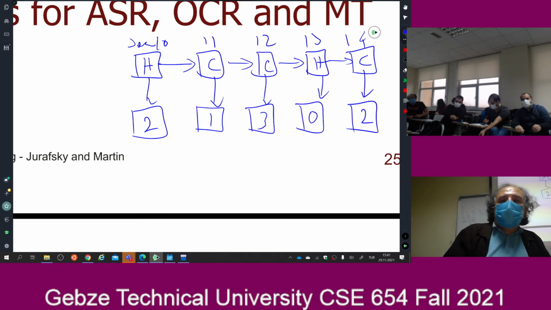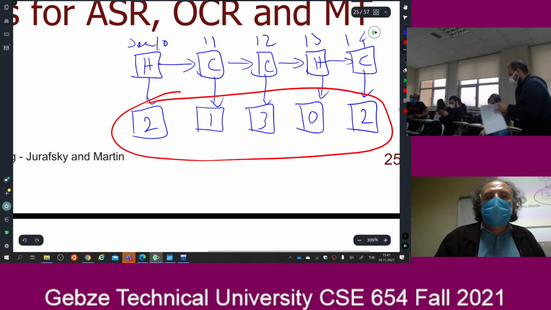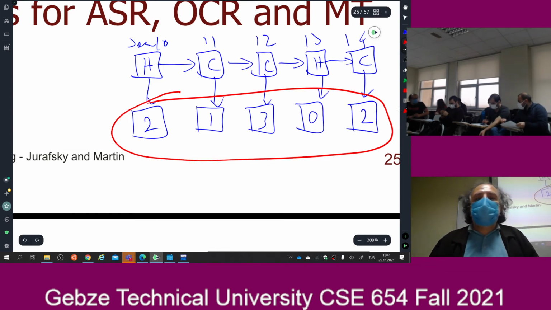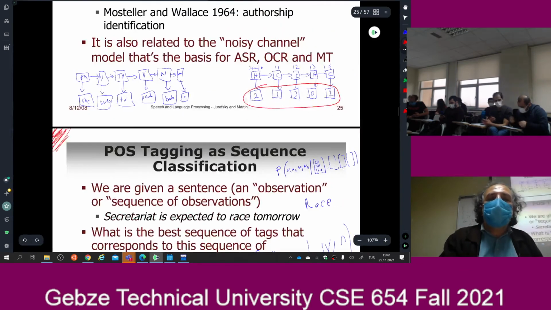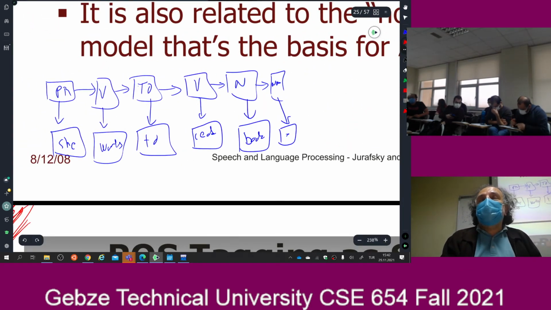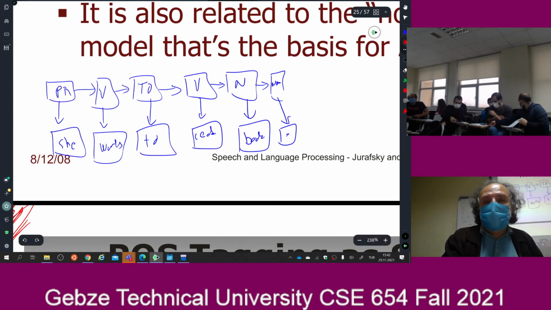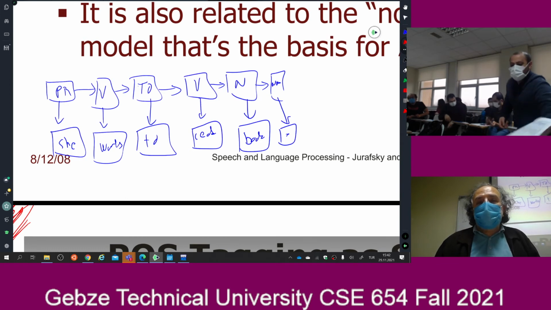So all I am observing is this: 3, 2, 2, 2, 1, 3, 0, 2. And I'm trying to guess these. It is exactly the same problem. I am observing these words, but there is something latent. There is something hidden behind these words. I'm trying to make these assignments.